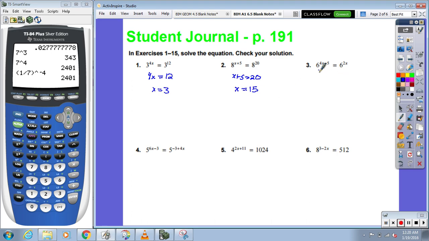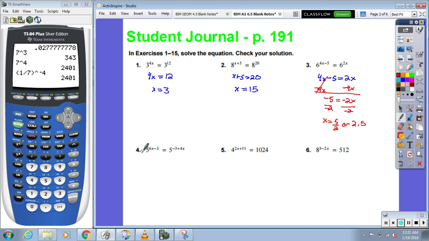On number 3, both bases are 6, and so we have 4x minus 5 equals 2x. Now let's go ahead and solve it. Let's subtract the 4x from both sides, and so I end up with negative 5 equals negative 2x. Now let's divide both sides by negative 2, and so I get x equals 5 halves, or 2.5.